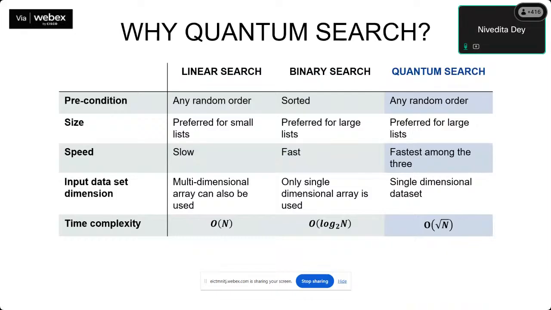So why quantum search? Because quantum search is that particular one that can work for any random order, and instead of n, can give you the result in order of root n time. Right?